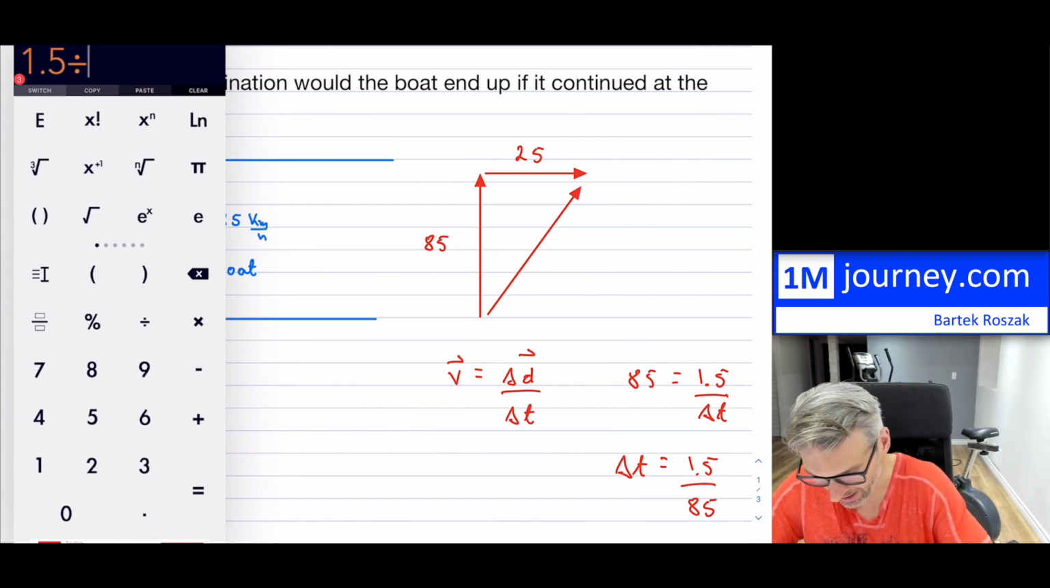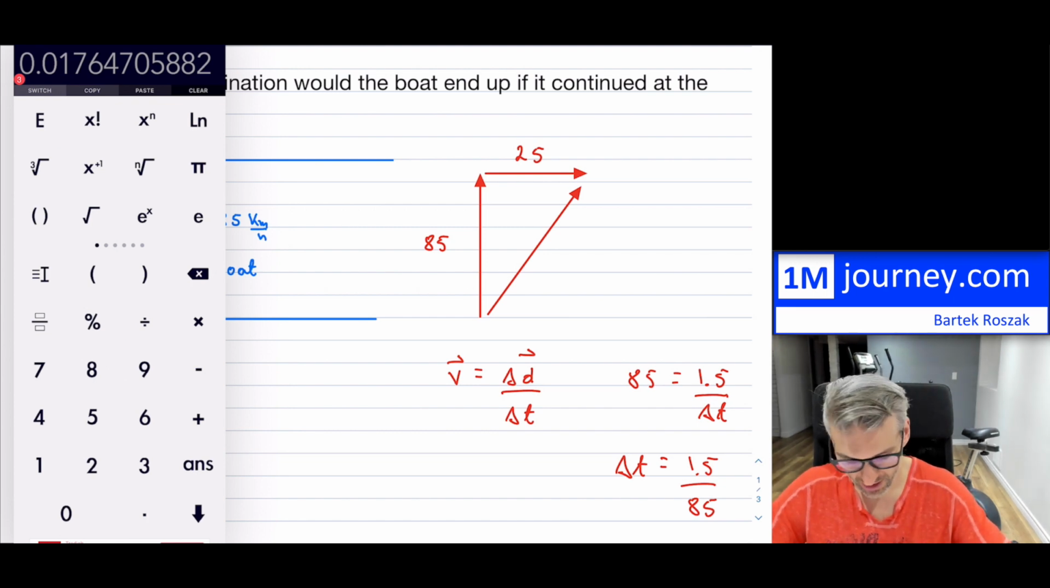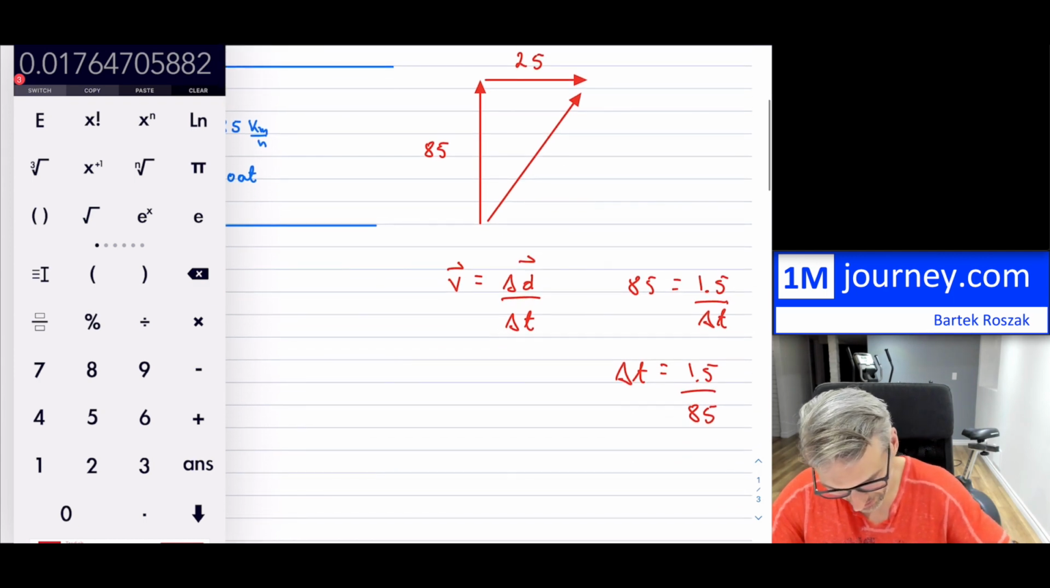1.5 divided by 85, it's going to be rather small. So this would have been in hours, right? So that's the actual time that we would have in hours. I'm going to write it out in scientific notation, 1.7647 times 10 to the -2, keeping several decimal places, and this is in hours right there.